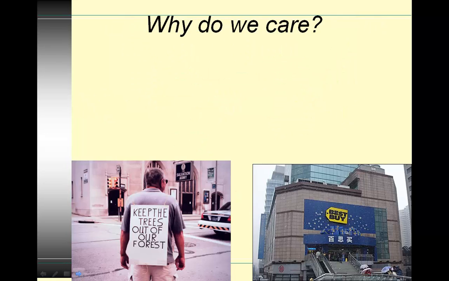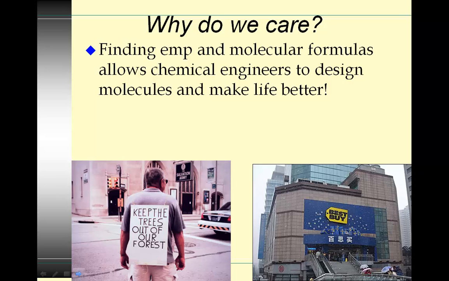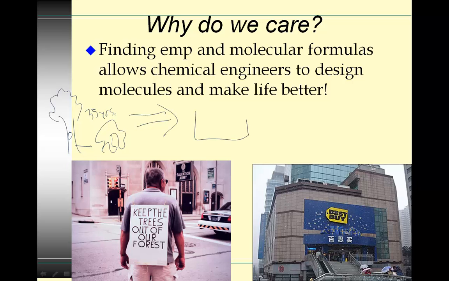Why do we care? All right, so finding empirical and molecular formulas allows chemical engineers to design molecules and make life better. So if I find something in a Brazilian rainforest that cures cancer, okay? Look, it cures cancer, and I'm able to extract it. So I know it is this little molecule. As soon as I can figure out what its empirical and molecular formula is, then I can design what it is and find out how to make it. If it takes 35 years to make this tree, but through the wonders of chemistry I can build this, I can make 1 million pounds in 2 weeks, that saves people's lives.